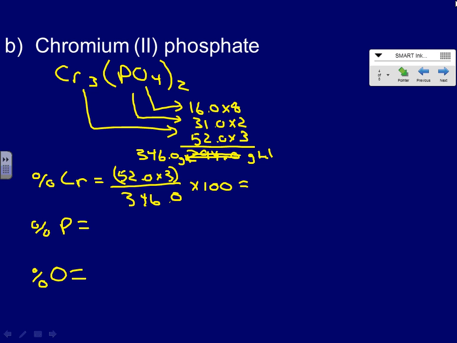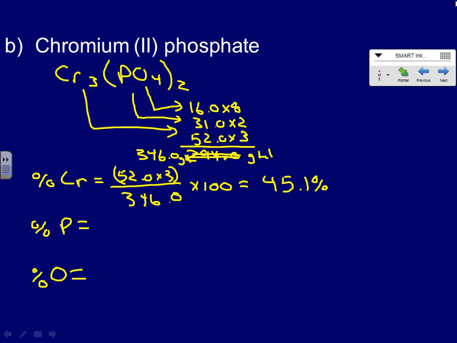So notice what I've done. I've pulled out that little calculation for the chromium. I still don't know what the total of the 3 chromiums are, but you know what? My calculator is going to calculate it for me anyway, and if that saves me a moment or two while I'm doing a test, that's fabulous. Again, the calculator is going to take care of the BEDMAS for me. 52.0 times 3 divided by 346 times 100, bang. What do you got? 45.1? 45.1%. And we will do the same for the rest.